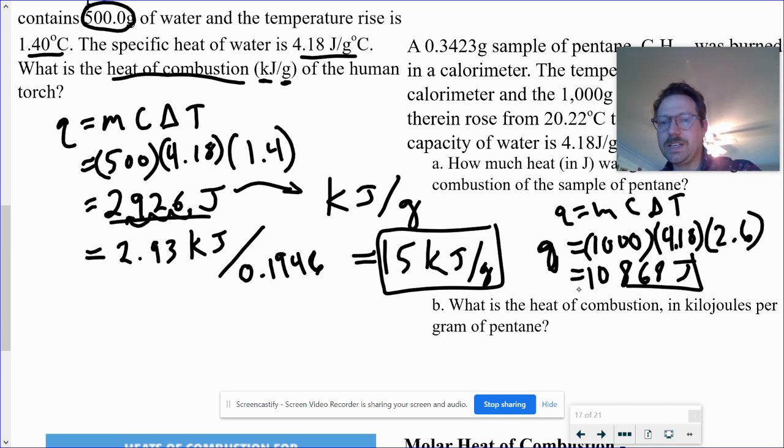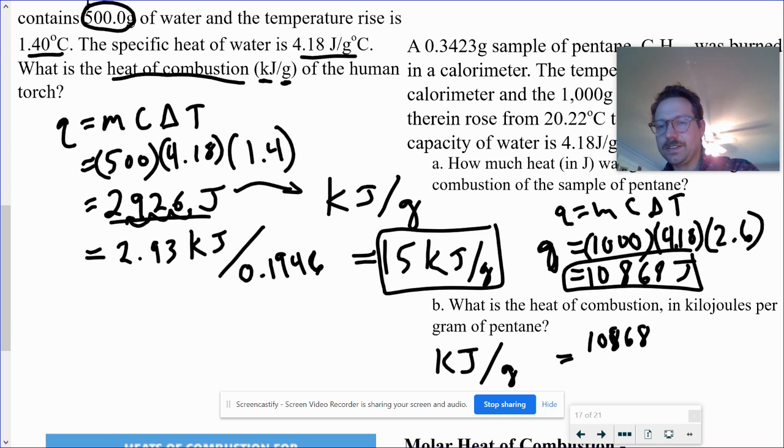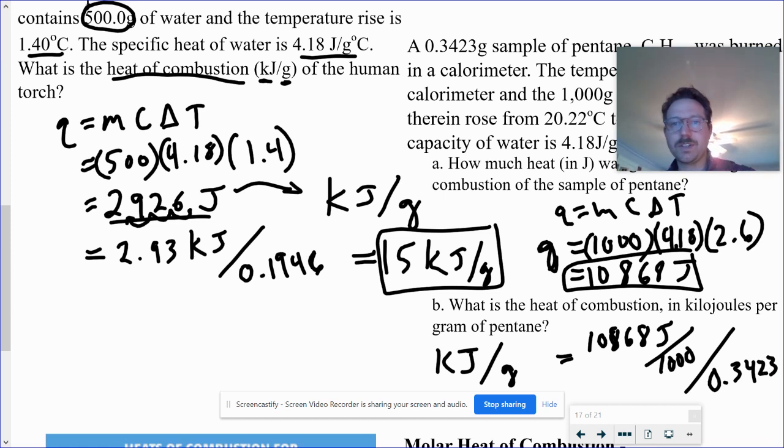The next part is, what is the heat of combustion? Heat of combustion, remember, is the kilojoules per gram. So I have to go from joules, which I have here, to kilojoules, and then I have to divide by the amount of grams that were burned. So I take my 10,868 joules, and I divide it by 1,000, or again, I move the decimal place over 3 times, and then I divide that by the number of grams, which is 0.3423 grams of pentane.